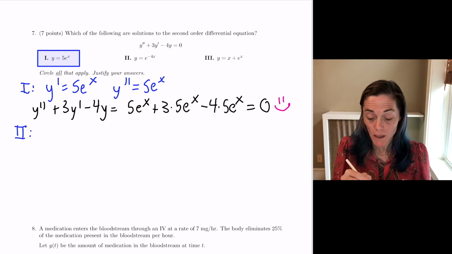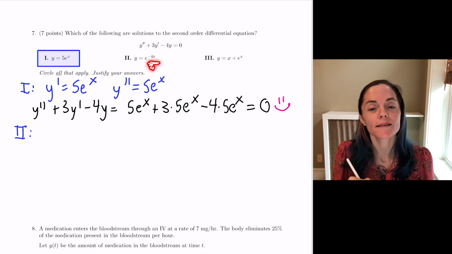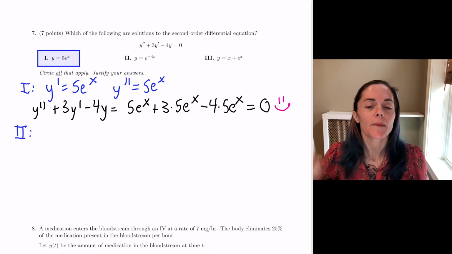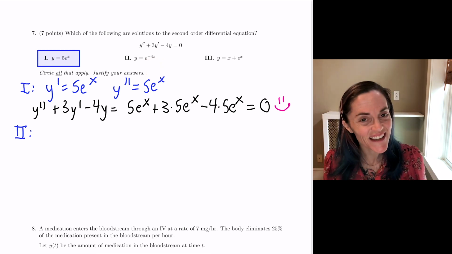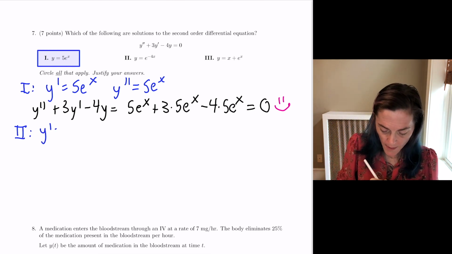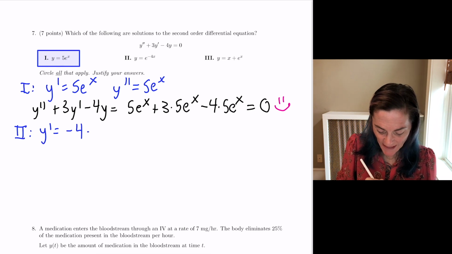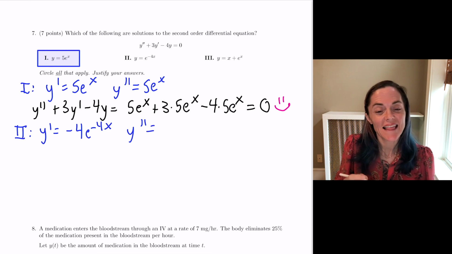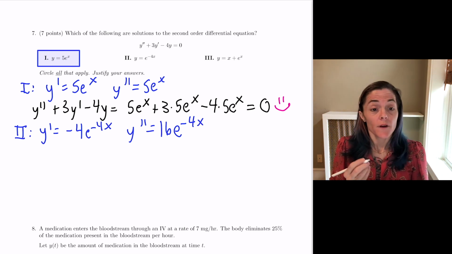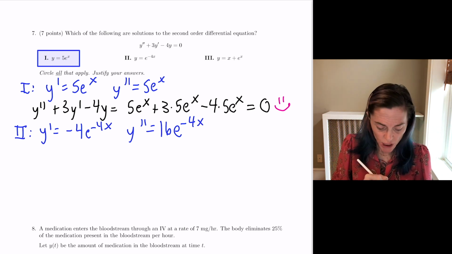Next one, you notice we have a minus 4x up inside the exponent of e. This is chain rule. So every time I differentiate, I am multiplying by negative 4, which is the derivative of the inside function. Therefore, y prime is minus 4e to the minus 4x. Y double prime, this will be 16e to the minus 4x. Very nice.